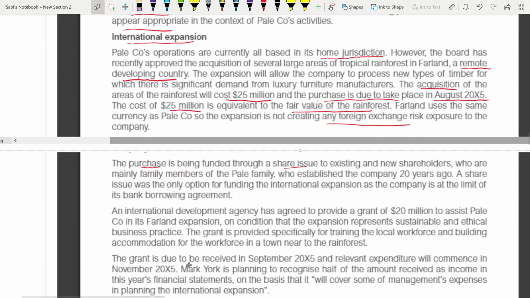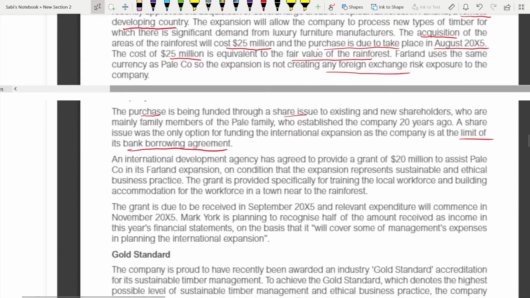A share issue was the only option for funding the international expansion of the company, as it is at the limit of its bank borrowing agreement. And the International Development Agency has agreed to provide a grant of 20 million to assist PAL company in its Farland expansion on condition that the expansion represents sustainable and ethical business practices. So this is the condition.